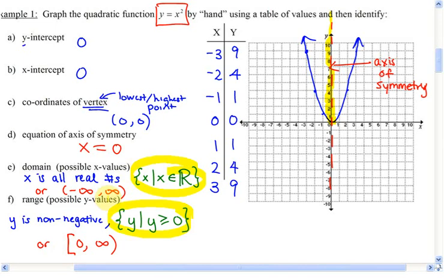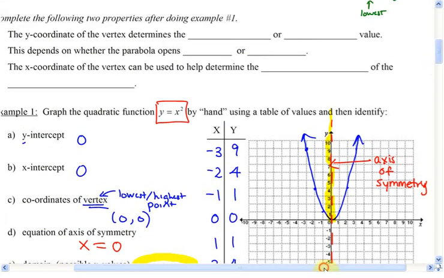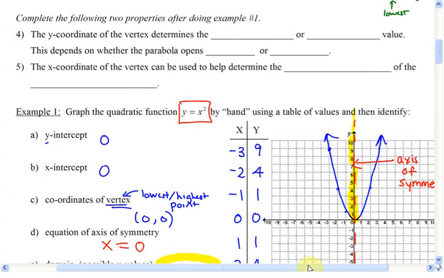Okay, I'll take that. Now, don't turn the page yet because I want to go back now to finish off the top part. You know how I said here, after doing example 1, let's see if you can complete parts 4 and 5? Well, let me ask you this. If I were to ask you to look at the coordinates of the vertex, so in this case, this lowest point here. Now the y-coordinate of the vertex, which is this value of 0, I want you to understand that it determines the following. It determines either the maximum value or the minimum value.